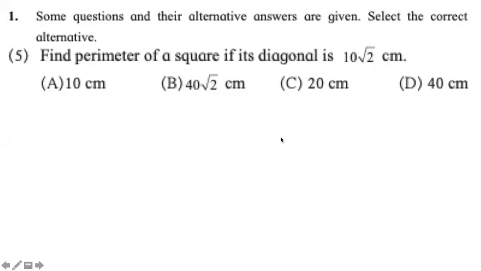Another question, another multiple choice question. Find the perimeter of a square if its diagonal is 10 root 2 centimeters. We have answered such questions before. Definitely we have. Let's see if you remember. Try to solve it.